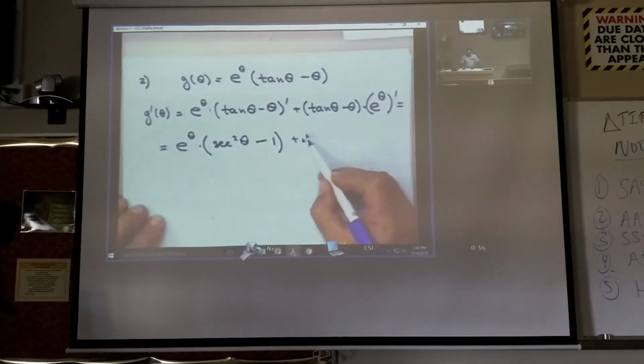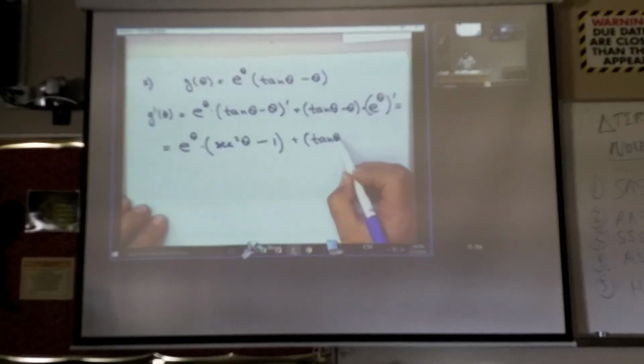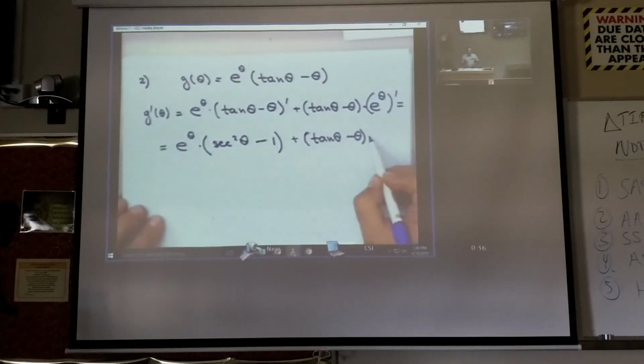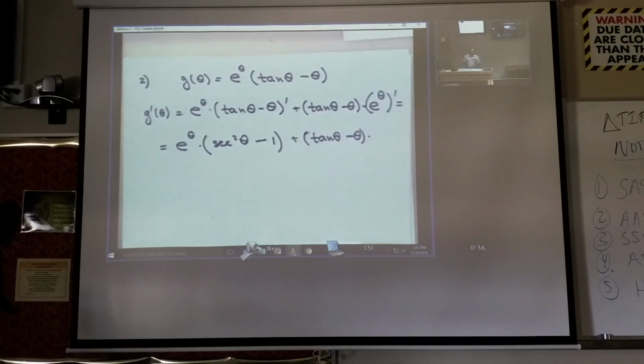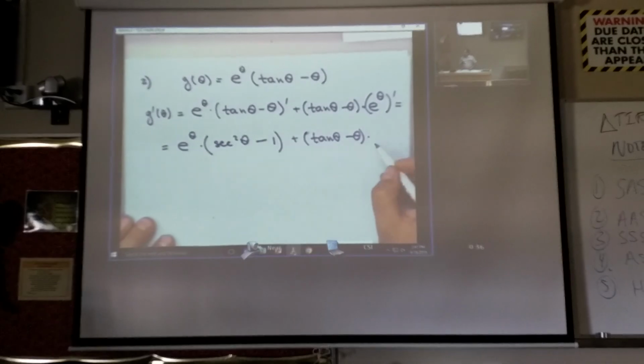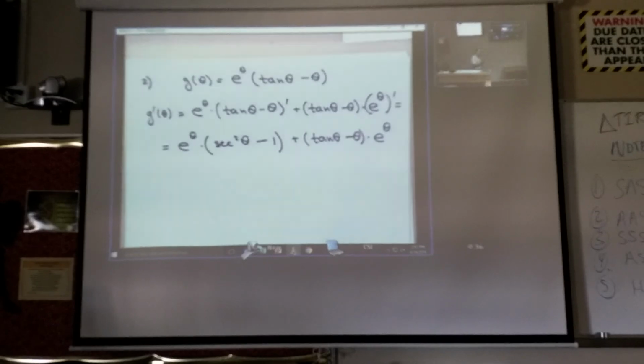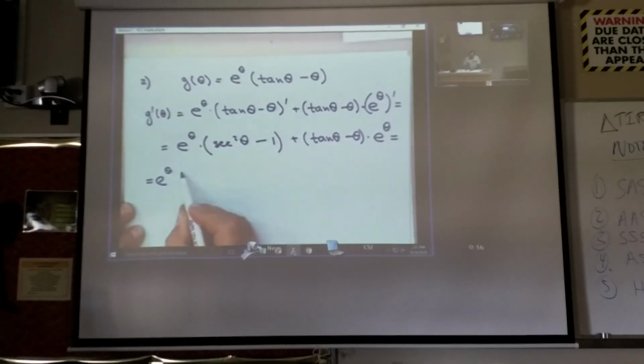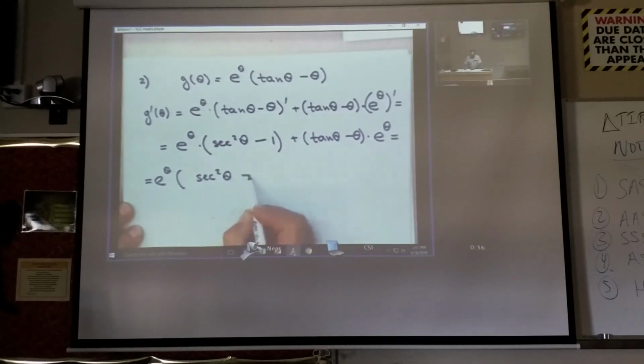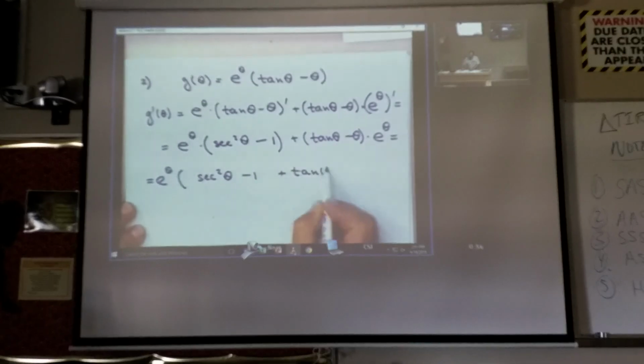And then we have tangent of theta minus theta, nothing happening to this. And then the derivative of e to theta. Remember, it's the only function that doesn't change its look if you take a derivative, and some other things we're going to do later, it will be the same. So that's your derivative. But we can do more, we can simplify. So let's see, can you see anything? You can take out the e to theta. We can do that, that's a good step. So we can pull this outside. What's left? Secant squared of theta minus 1 plus tangent theta minus theta. Good.